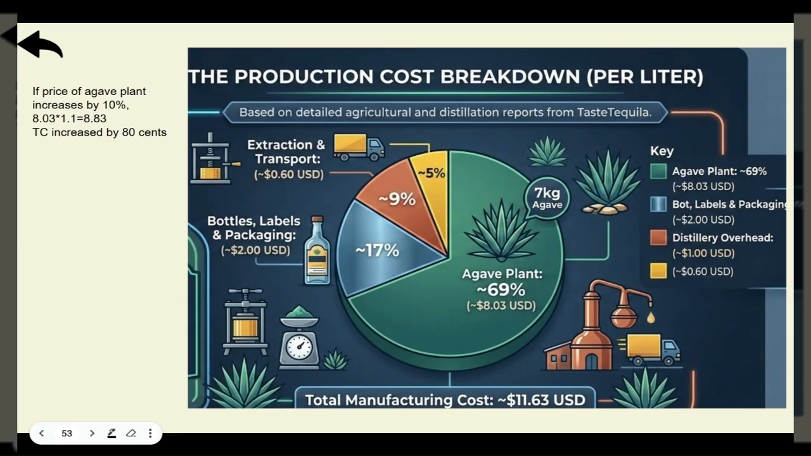But for bottles, if the price increased by 10%, the cost to producers will increase from $2 to $2.20. The total cost only increased by 20 cents. Although both inputs increased by the same 10%, agave causes a much larger increase in the total cost of production because it accounts for a larger proportion of production cost. Therefore, when the price of agave rises, tequila producers can experience a significant increase in their cost of production.